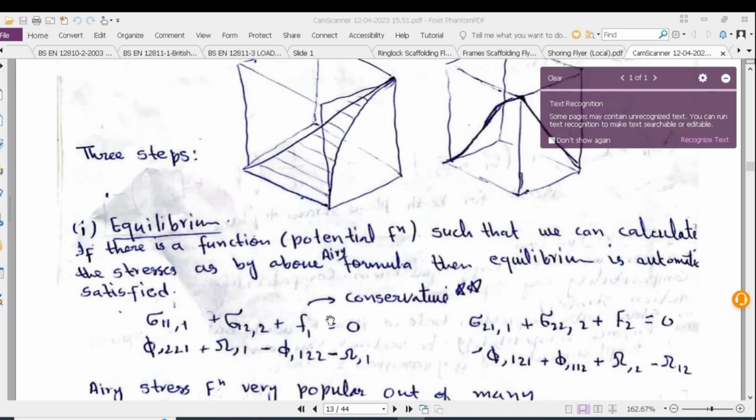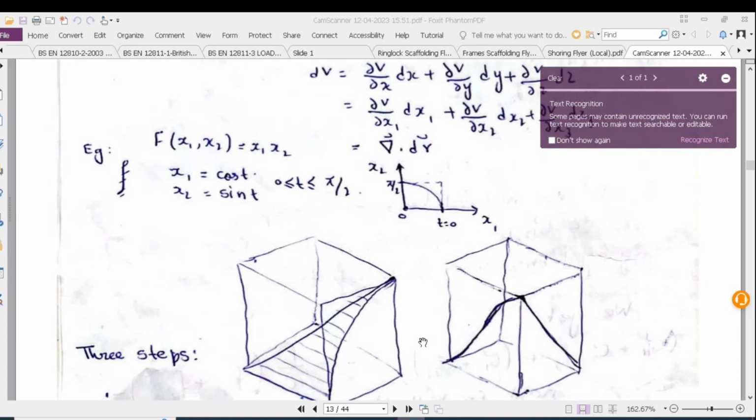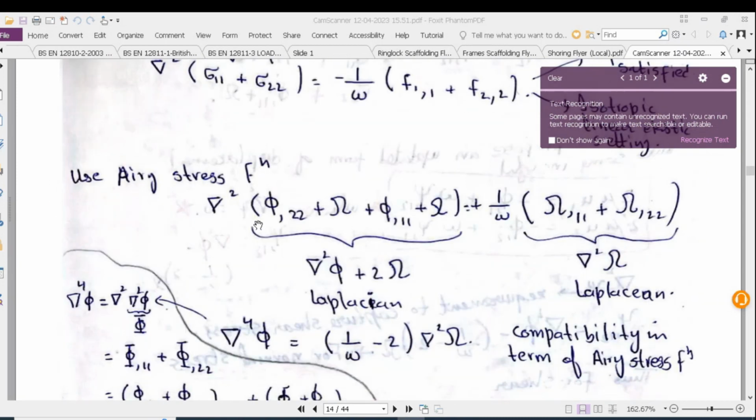Now, plugging in the Airy stress function, which we defined previously as sigma 11 equal to phi comma 22 plus omega, and sigma 22 equal to phi comma 11 plus omega, and sigma 12 equal to minus phi comma 12, into the compatibility equation, we get (phi comma 22 plus omega plus phi comma 11 plus omega) in brackets plus 1 by (1 minus nu) times (omega comma 11 plus omega comma 22) in brackets. So this one is the Laplacian of omega and this one is the Laplacian of phi plus 2 omega.